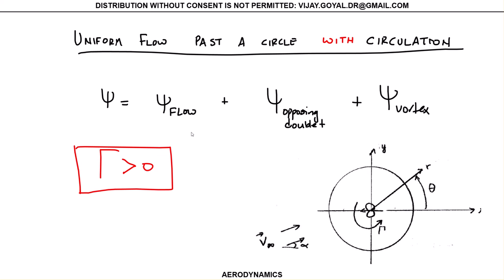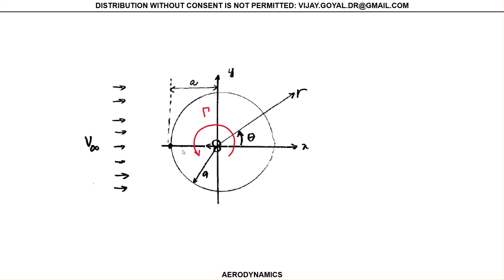So now what we do is we add the stream function for the flow, the stream function for the opposite doublet, if you would, and then we're going to add the stream function for the vortex. The vortex is a result of the circulation. Now assume the circulation is positive. So for positive circulation, this is what it's going to look like.